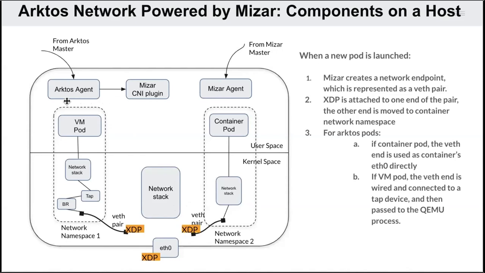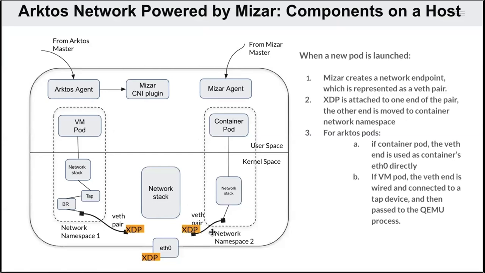After that, the Arktos agent will get the pod definition from the Arktos control plane. It will create the network namespace for that pod, and it will call the Mizar CNI plugin to initialize the virtual network interface for that network namespace. Here, what happens is different depending on whether it's a VM pod or a container pod. If it's a container pod, the work is simple.